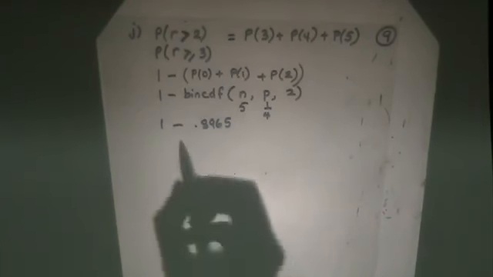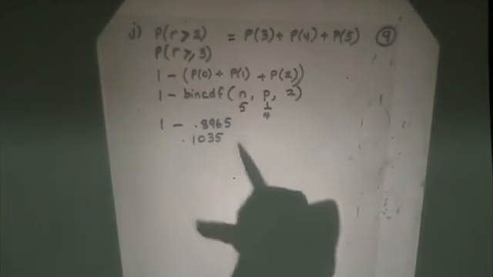Let's do it. Let's find a proper answer for this one. So 1 minus second distribution binomial CDF of 5, comma, 0.25, comma, 2. And I get 0.8965. So 1 minus 0.8965 gives me 0.1035. That's the answer to part J. Do you agree with that?